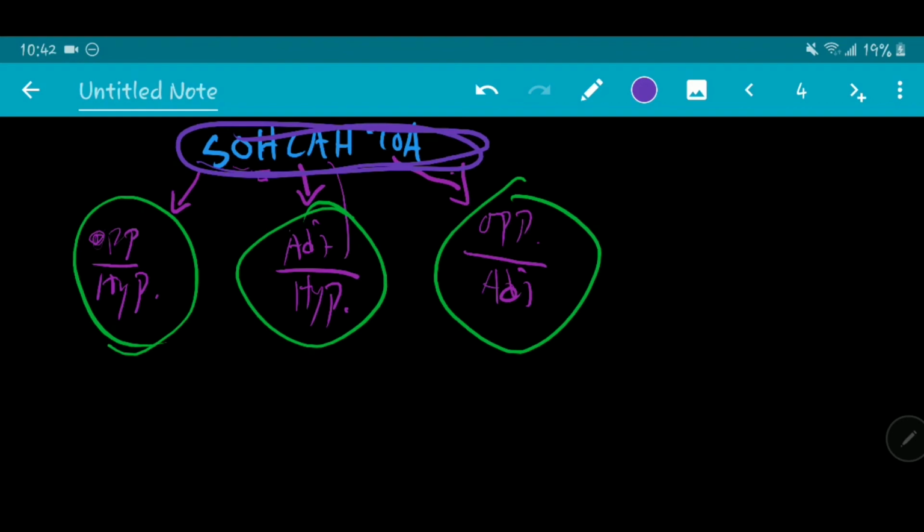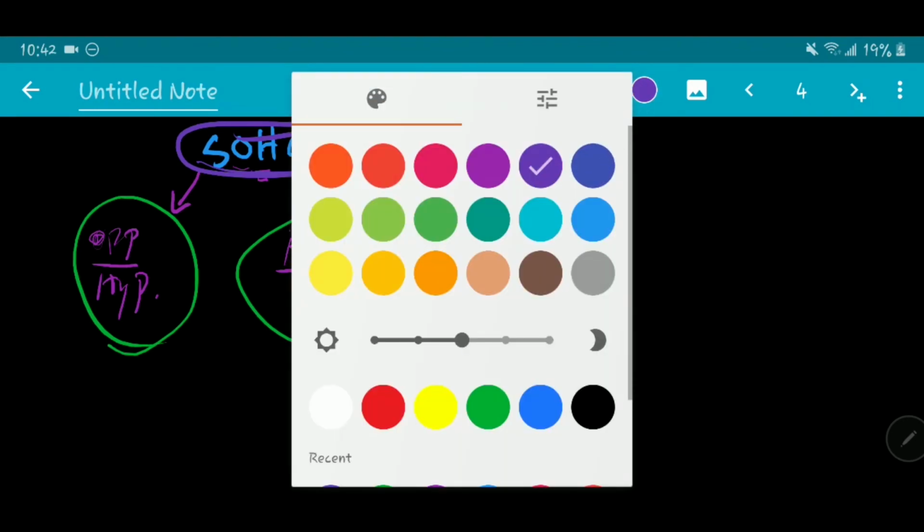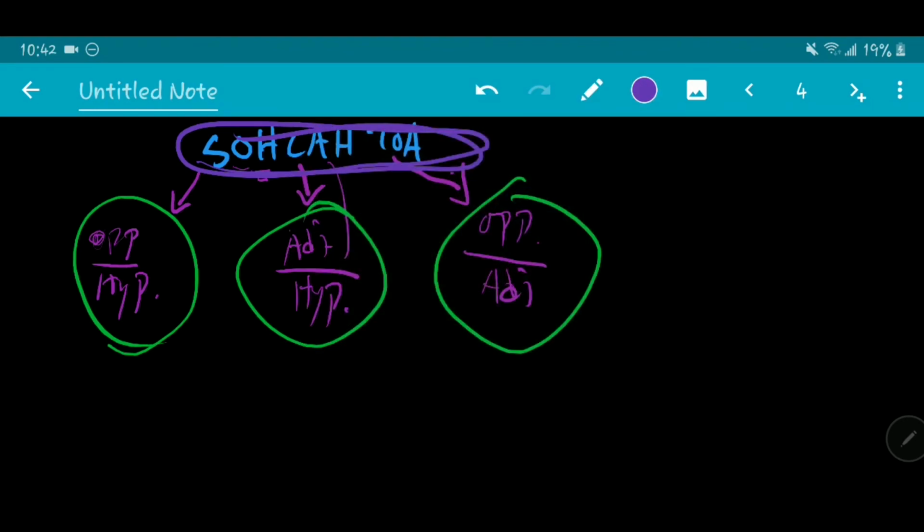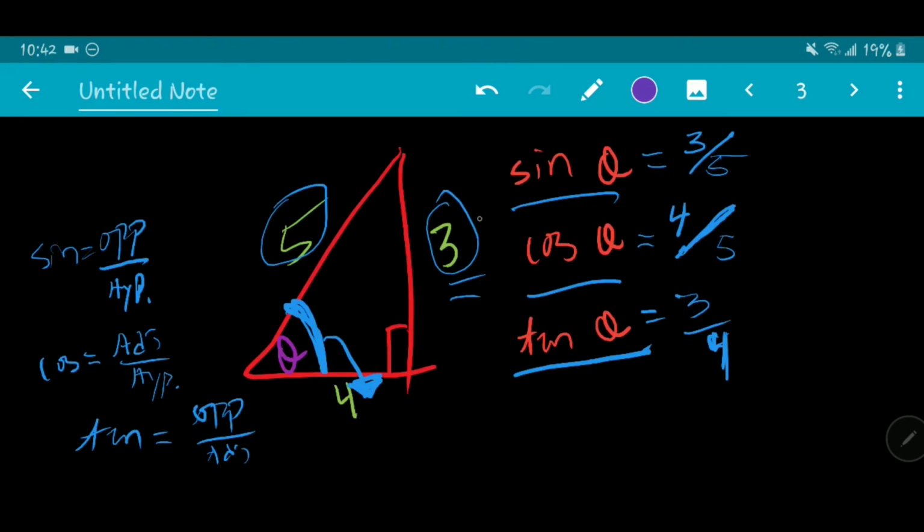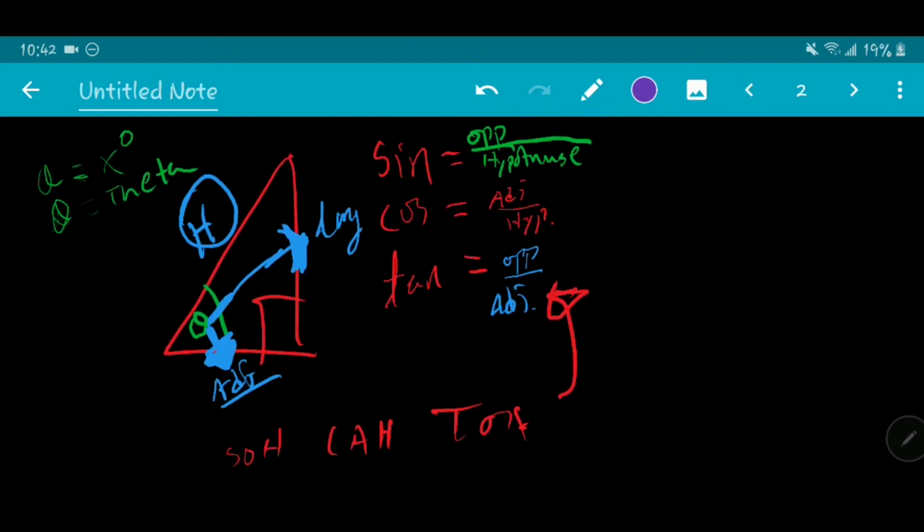So SOHCAHTOA. And this is going to be the foundation of trig. So it's basically revolved around SOHCAHTOA and what we learned over here, how to find these values and understanding what each thing is. Alright, so that concludes our first beginning lesson in trig.